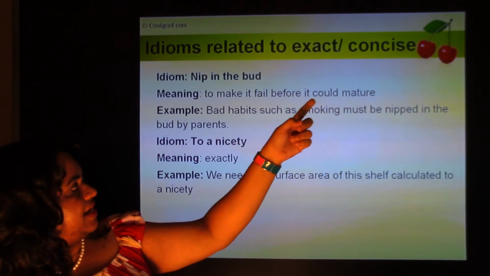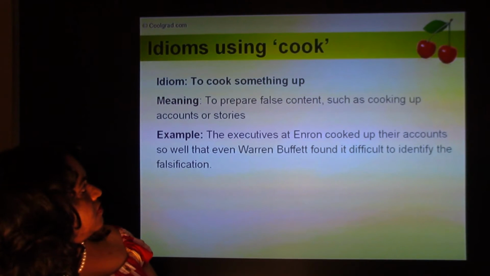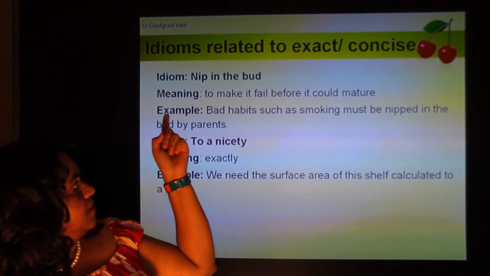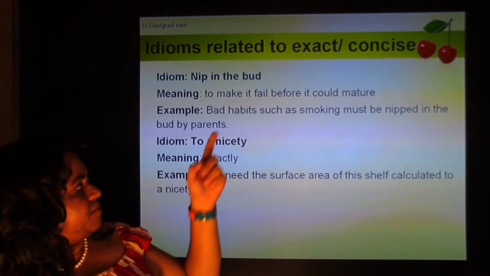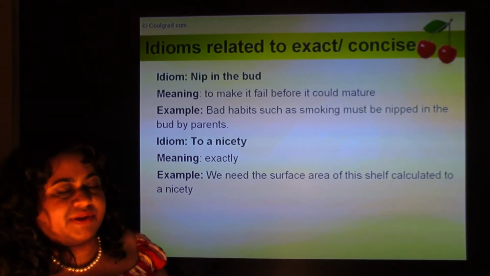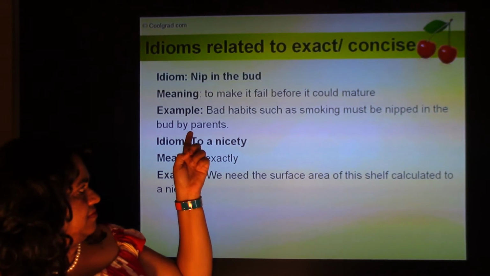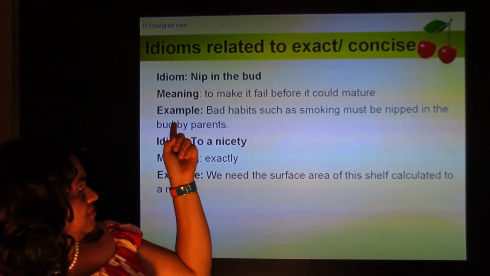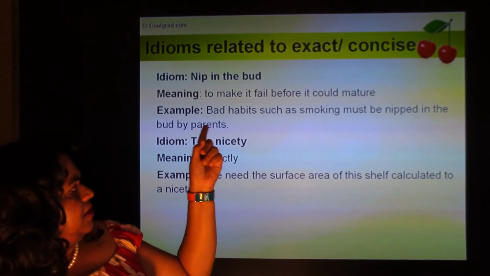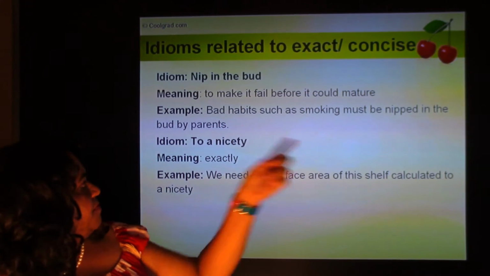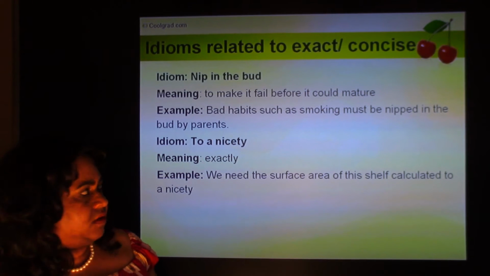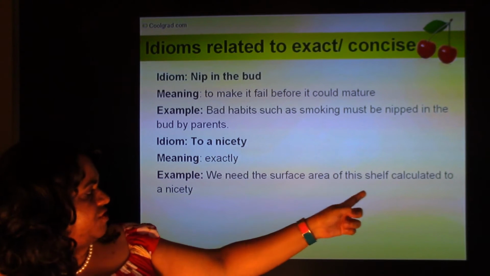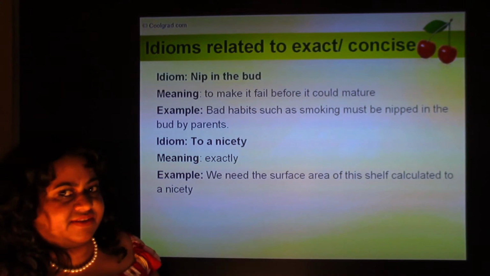Idioms related to exact or concise. So, nip in the bud, meaning to make it fail before it could mature, means to terminate it in the early stage. Example, bad habits such as smoking must be nipped in the bud by parents. The idiom to a nicety means exactly. We need the surface area of this shelf calculated to a nicety.